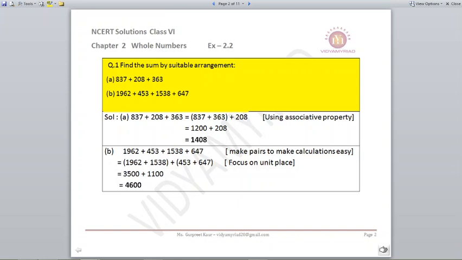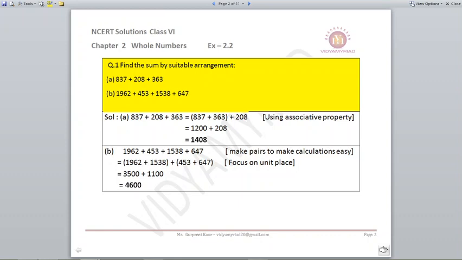B part, 1962 plus 453 plus 1538 plus 647. There are four numbers here. Make them in two pairs in such a way that you get zeros at the end so that your calculations are easier. Do all the units place additions and see where you are getting zeros. Now if I do the first and the second number, 2 plus 3 is 5, 3 plus 8 is 11, 8 plus 7 is 15.